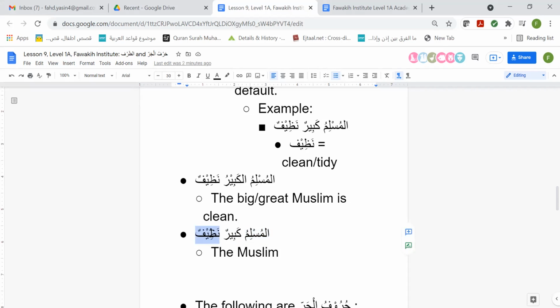However, this word is indefinite, and this word is indefinite. They're both indefinite, and as it turns out, they're both masculine, and they're both singular, and they're both in the state of rafa, right? Because of the dhammatain at the end. Therefore, this nadif is the adjective for the kabir. So if we say it like this, the Muslim, blank, and then we know clean and big.